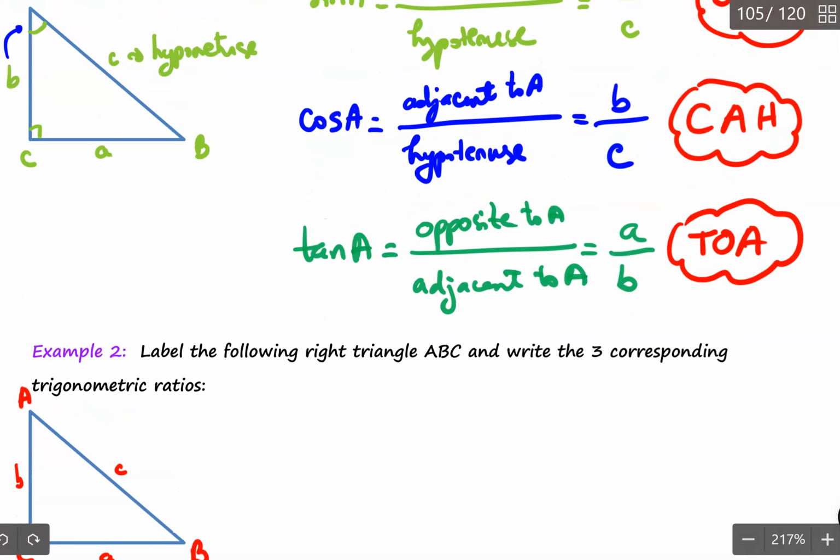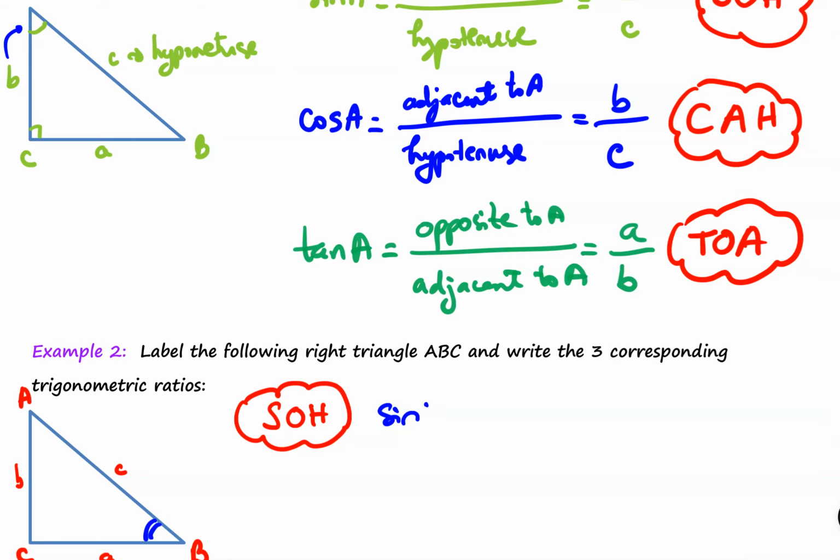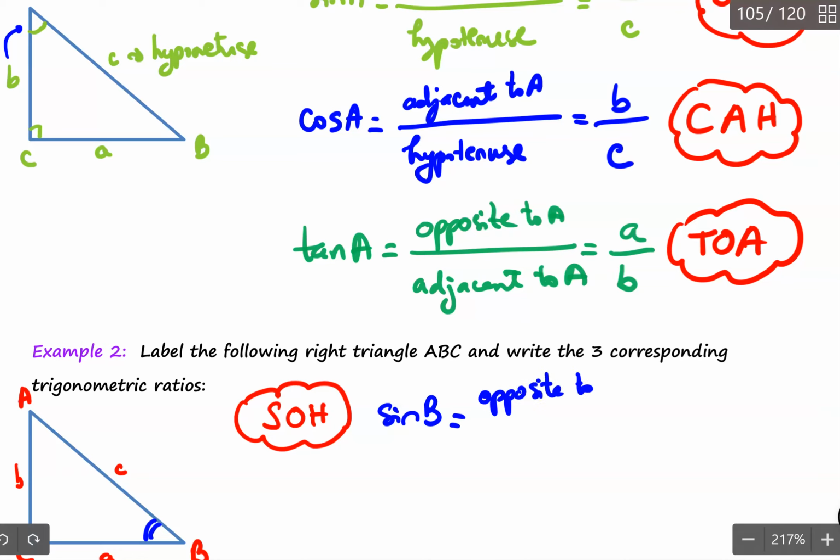So first of all, SOH, representing sine. In this case, I will work with angle B. So sine of B is equal to opposite to B divided by the hypotenuse. So opposite to B would be a small letter b over the hypotenuse, which is c.